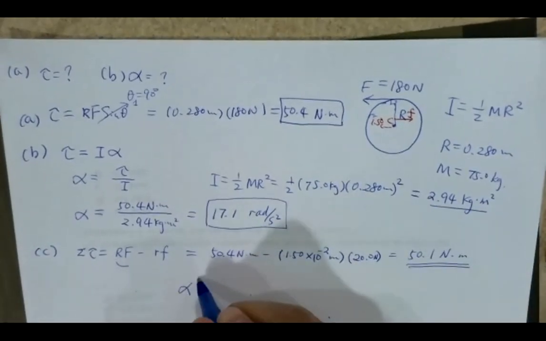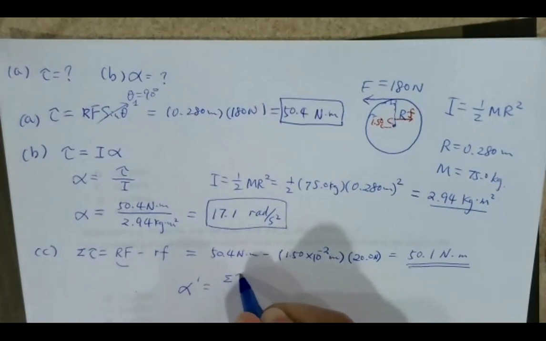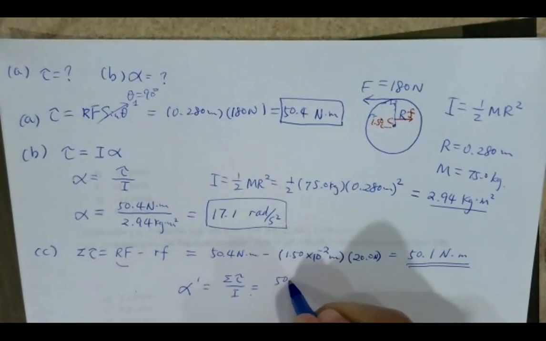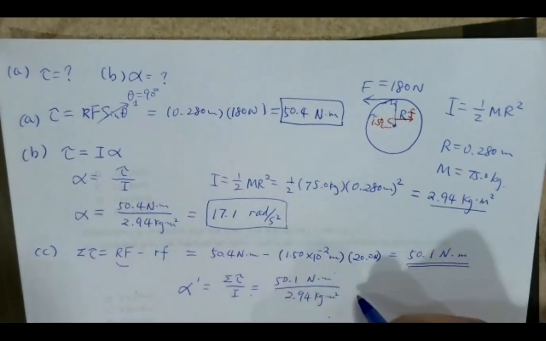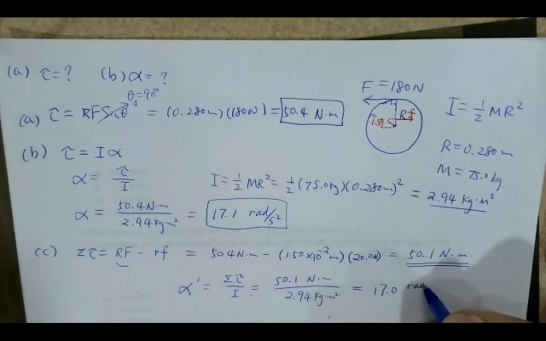In this case, your alpha is equal to now the net torque divided by moment of inertia. So 50.1 divided by, again, that moment of inertia or rotational inertia. So 17.0, just reduced slightly.